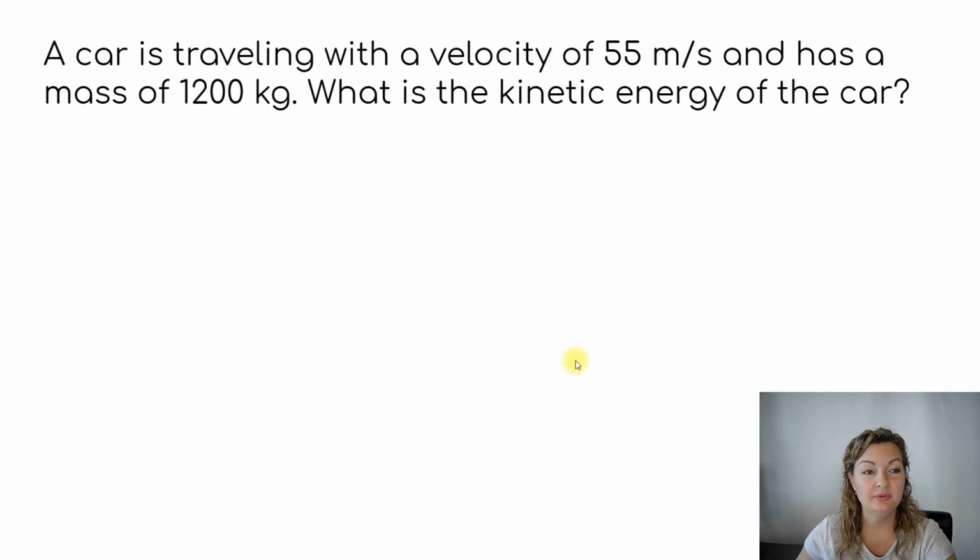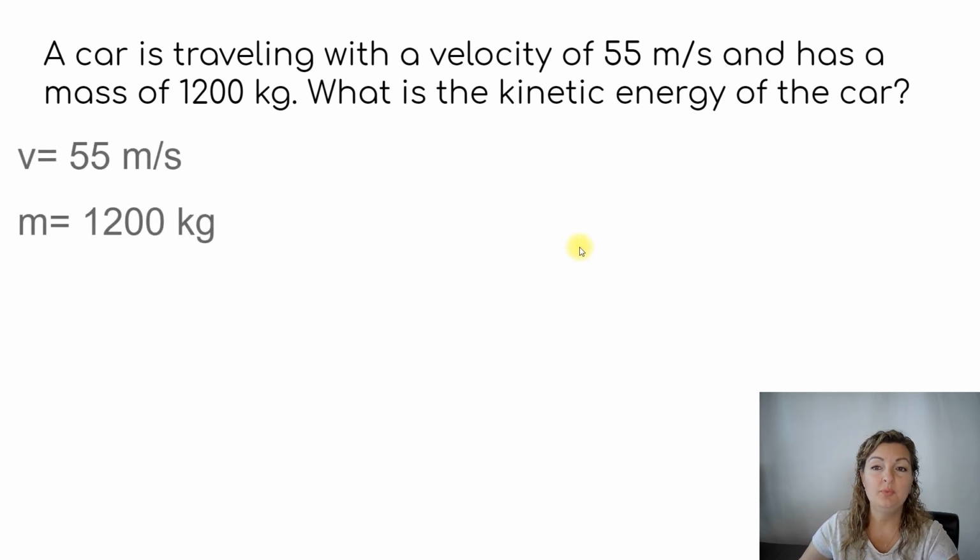And let's go ahead and try another one. A car is traveling with a velocity of 55 meters per second and has a mass of 1,200 kilograms. What is the kinetic energy of the car? Again, let's start by writing down what we're given. 55 meters per second is a measurement of velocity, so write velocity equals 55 meters per second. The next one is 1,200 kilograms. Kilograms is a measure of mass, so mass equals 1,200 kilograms.